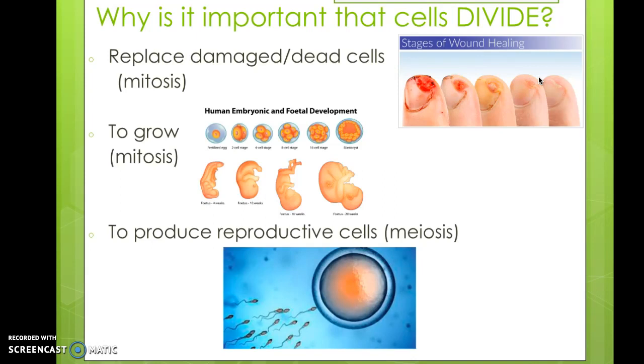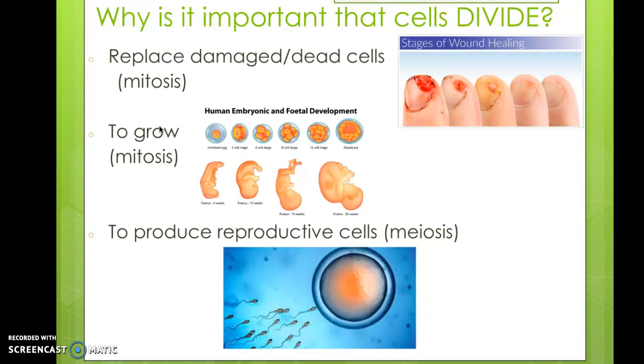You're also going to need it to grow. So this is a fertilized egg. Way back in the day, you were a single cell big, and now you are a bazillion cells. This is also because of mitosis. So as you can see, the function of mitosis is twofold: to replace and to grow. Finally, meiosis, which we'll talk about a little bit later, is to produce reproductive cells, your baby-making cells.